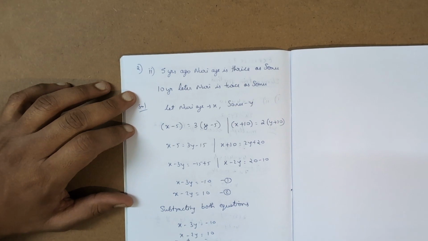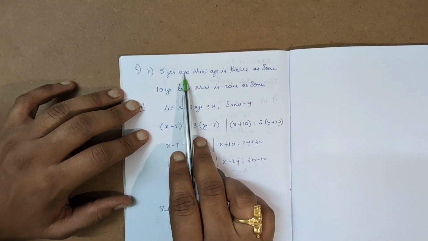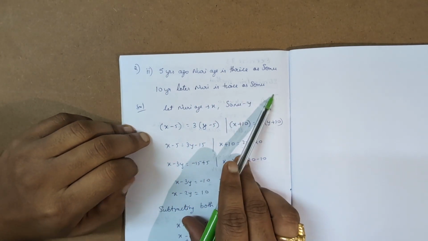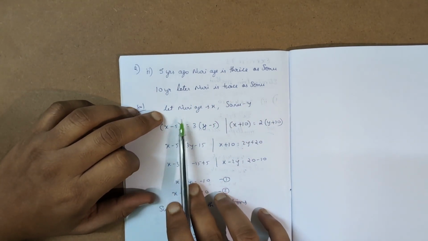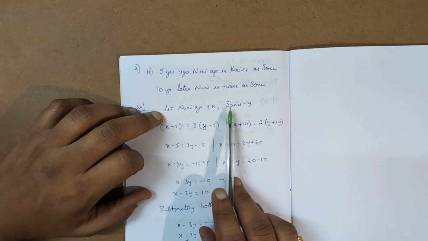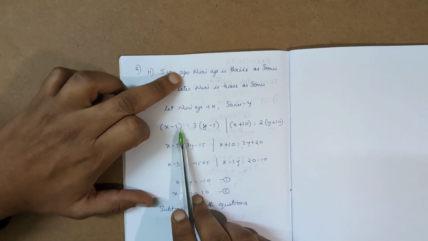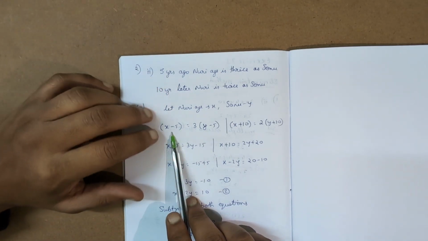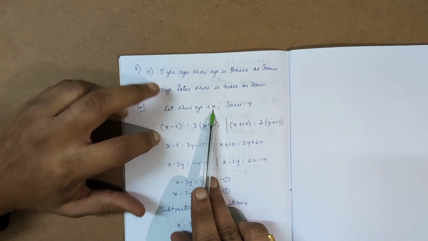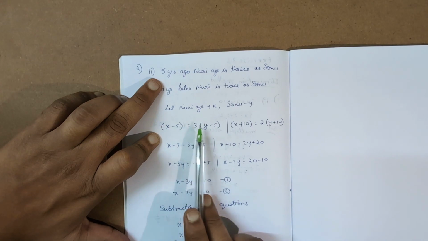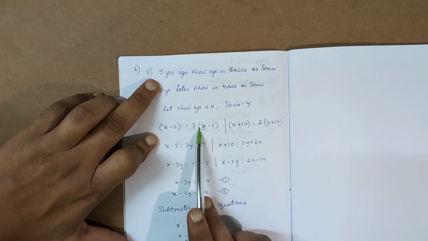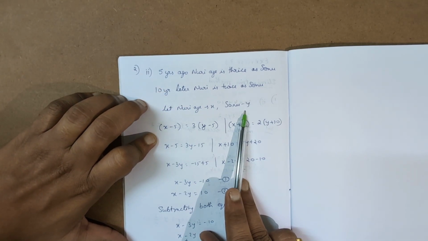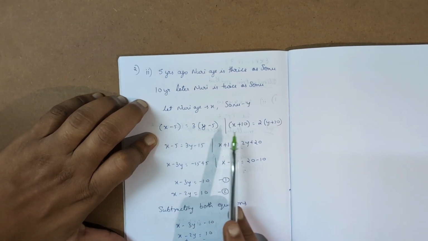Let's move to the second type of question. Here you can see, 5 years ago, Nuri's age is thrice that of Sonu, and 10 years later, Nuri's age is twice that of Sonu. So for the first condition, let's assume Nuri's age as x and Sonu's age as y. 5 years ago, that is past, so what will be Nuri's age? It will become x minus 5. X minus 5 is equal to 3 times Sonu's age. Sonu's current age is y, so 5 years ago, Sonu's age will become y minus 5.